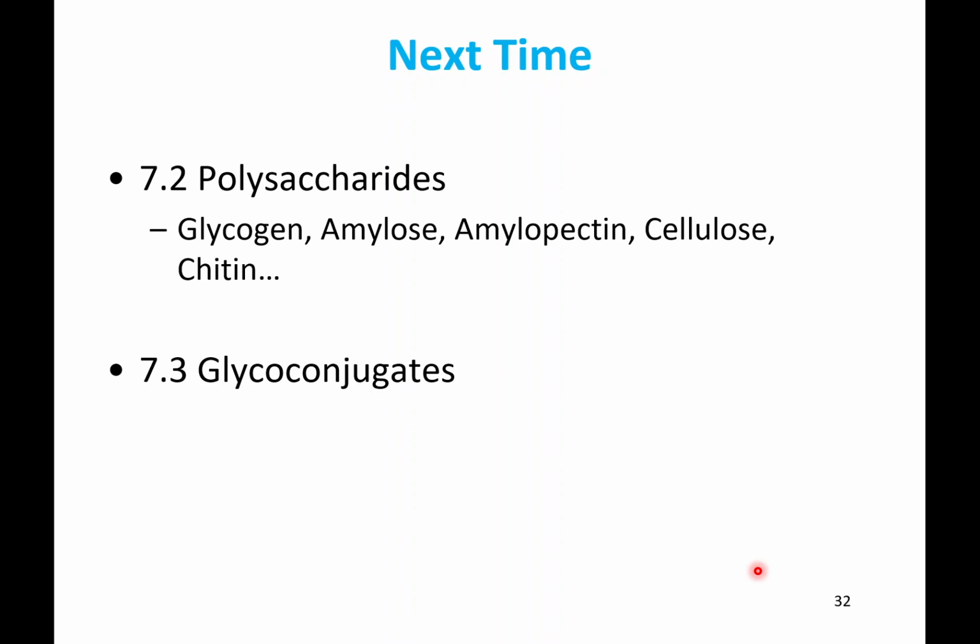Next time we'll continue in chapter 7 and get through section 2, talking about polysaccharides. These are sugars that are attached in longer chains, so they get a little bit more complex, but they still follow the same pattern of this glycosidic linkage. And finally, section 7.3 talks about glycoconjugates, when sugars attach to other biomolecules like proteins.